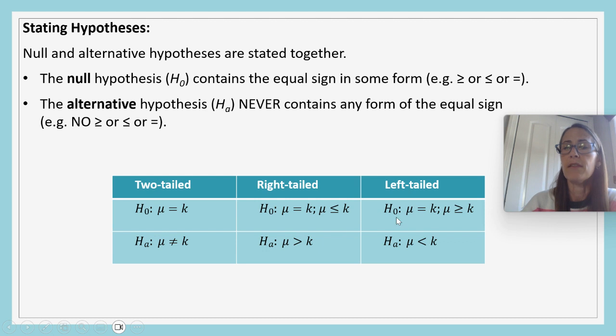Left-tailed, our null hypothesis is our mean equals k, or our mean is greater than or equal to k, so that our alternative hypothesis is that our mean mu is less than k. And see how the less than points to the left? That can help you with those names.